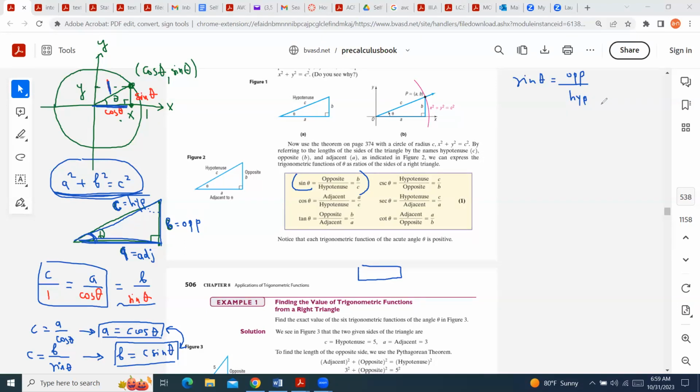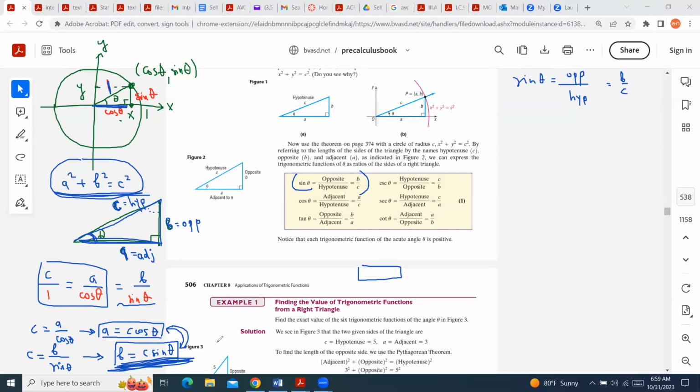Opposite over adjacent is tangent. I derive this from the second little statement. Just divide by C on both sides, and you get B over C. So it's nothing else but hypotenuse, and there are two last formulas that I told you are a big deal.